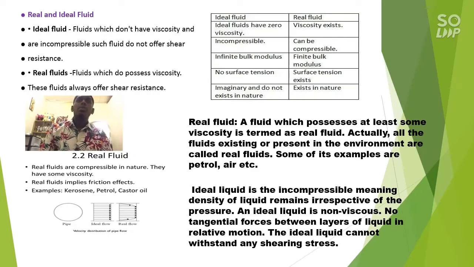Ideal fluid is incompressible, meaning the density of the liquid remains constant irrespective of the pressure. An ideal liquid is non-viscous, with no tangential forces between layers of liquid in relative motion. The ideal liquid cannot withstand any shear strain.